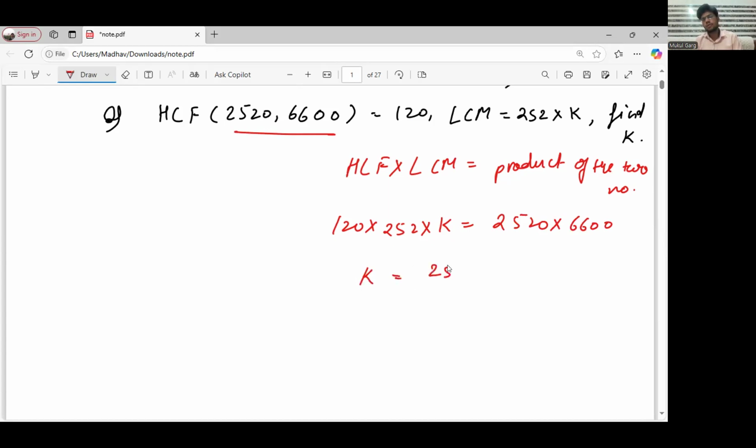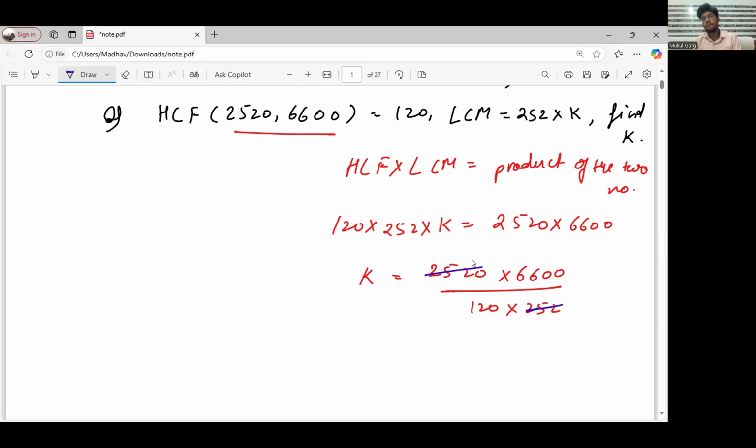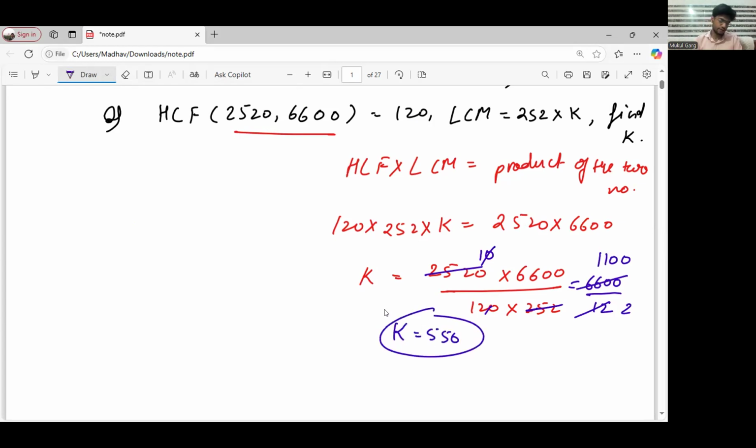K is going to be 2520 multiplied by 6600 divided by 120 into 252. If you just solve it, you will divide 2520 by 252. That will be 10. 10 will get cancelled out. So you have 6600 divided by 12, which is 550. So K comes out to be 550. That will be the final answer. I hope this is clear to all of you.